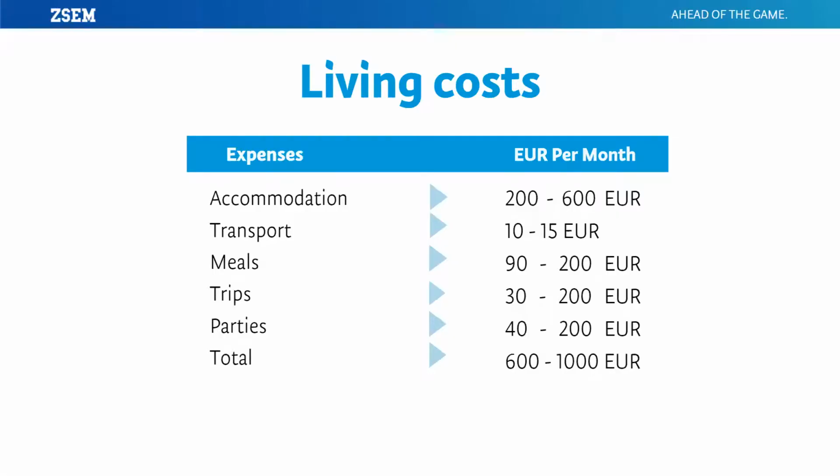So here you can see the approximate living costs. It's how much our students spend per month. And as you can see, they spend in total from 600 to 1,000 euros monthly.